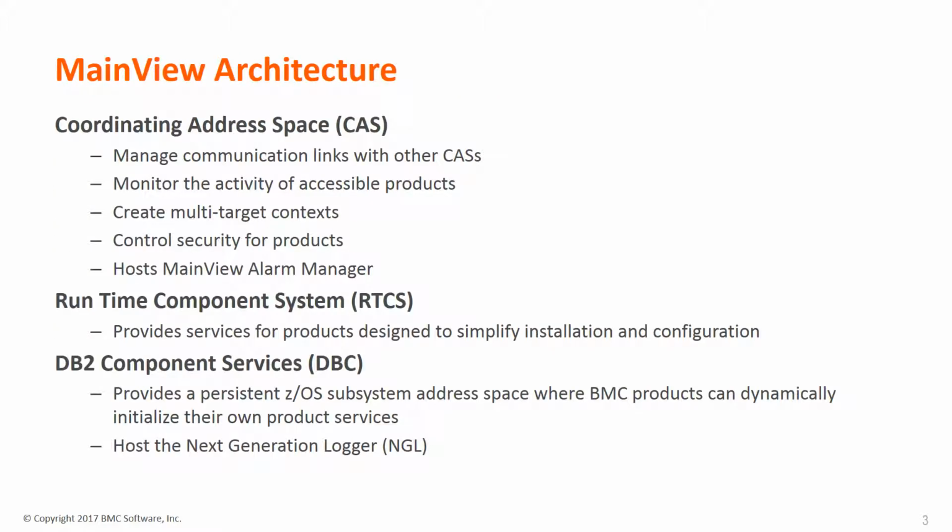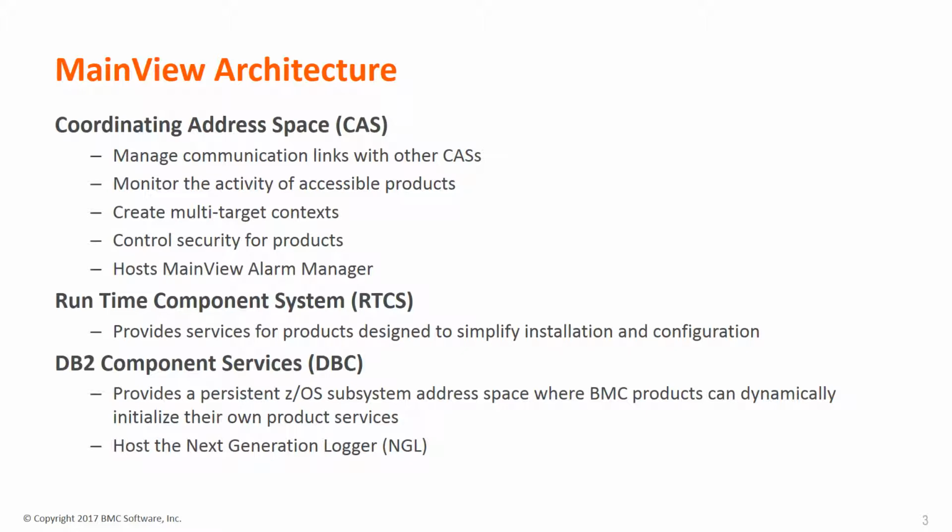The MainView architecture consists of several different types of address spaces. The first address space is the Coordinated Address Space, or CAS. The CAS is responsible for managing the communication links between systems by establishing connections between the CASs on each LPAR. The Coordinated Address Space also monitors the activity of all the connected products.